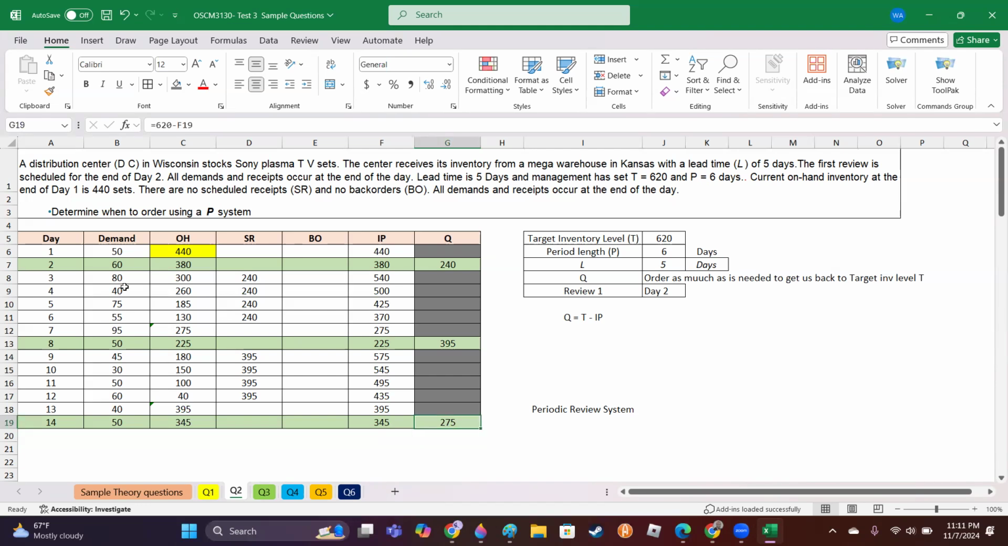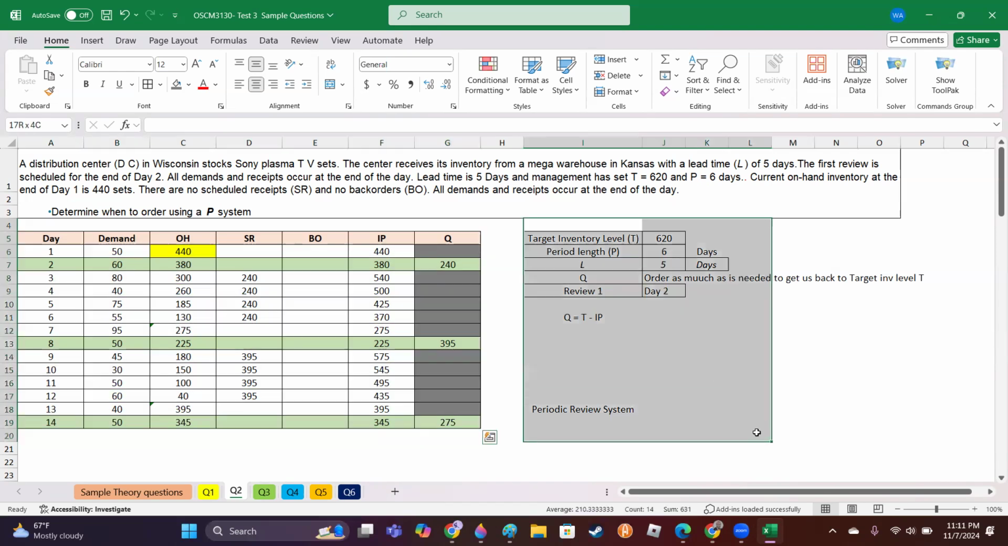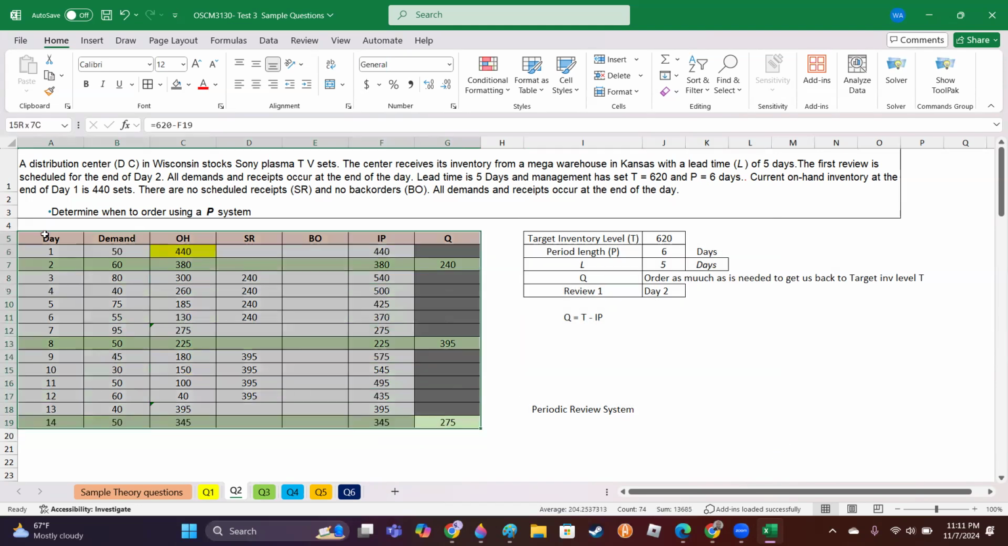This is all I need to see. If you're answering this question, this is what I'm interested in seeing. I don't need to see any of these; you can have it on or you can leave it off. That's fine. But I want to see a completed table.